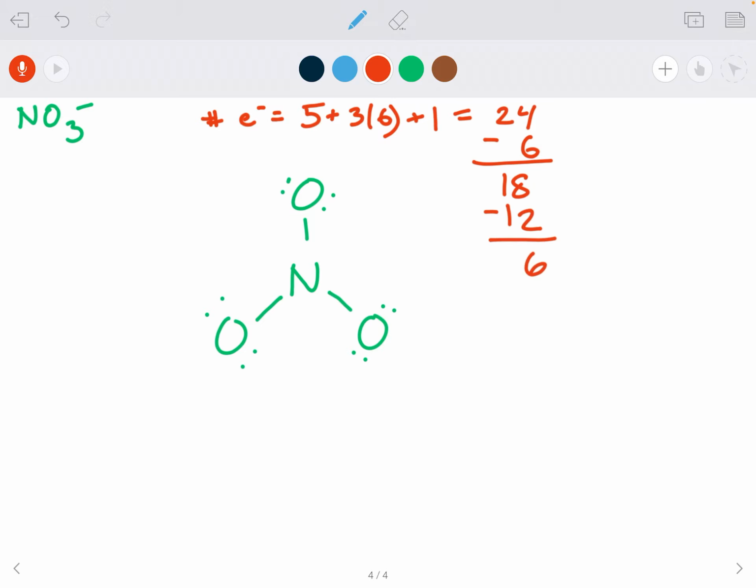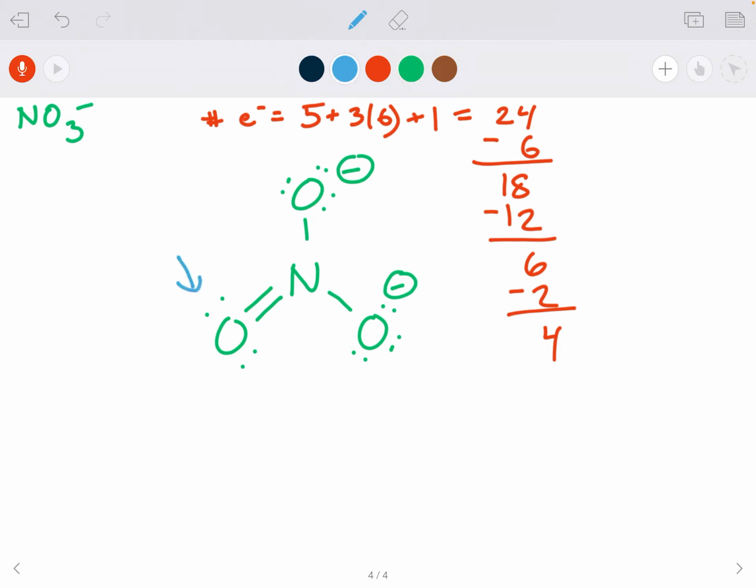We need to get 4 bonds to the nitrogen. So I'm going to make one of these a double bond. It doesn't matter which one I make a double bond. So say I make that one a double bond. That leaves me with 4 electrons. So I can put 2 electrons on each of the other 2 oxygens. But now when I do formal charge, I'm going to get a negative formal charge on that oxygen and a negative formal charge on that oxygen.